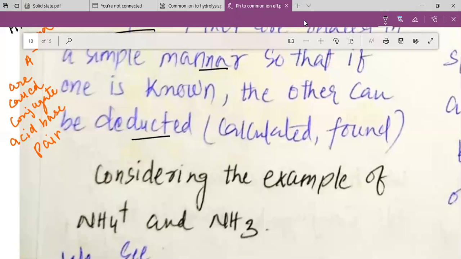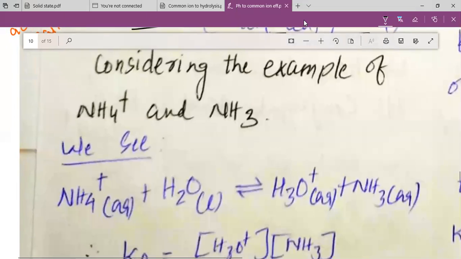So if you know the acid, you can easily find out the conjugate base, or if you know the conjugate base, you can easily find out the acid, and their concentrations can also be calculated. Now let us understand it in detail, considering the example of NH4+ and NH3.